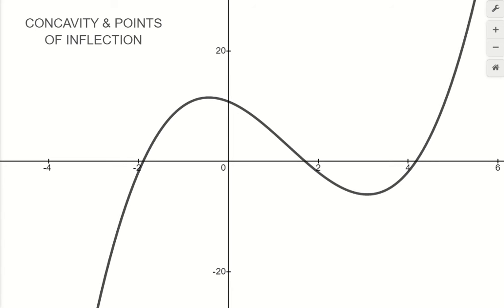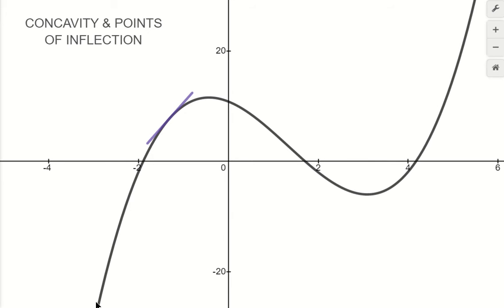Maybe it's helpful if I add a tangent line in, which I'm going to do right now. So there's my tangent line. I'm going to move it all the way over to one side and then the other. And you can see this tangent line over here is above the curve. So when this happens, we say the curve is concave down.